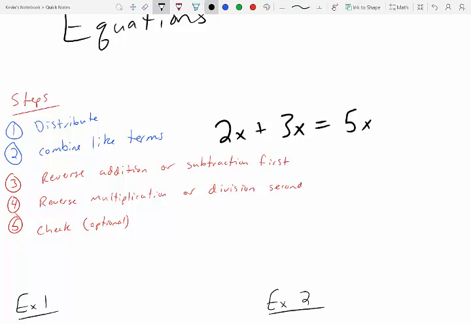Step 3, 4, and 5 are all the same as last night's. Reverse addition and subtraction first, then reverse multiplication and division, and then you can check, which is optional.